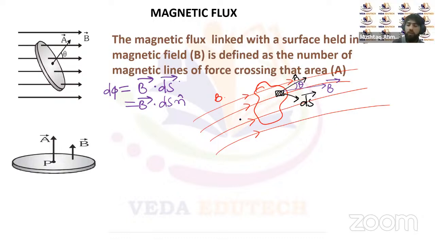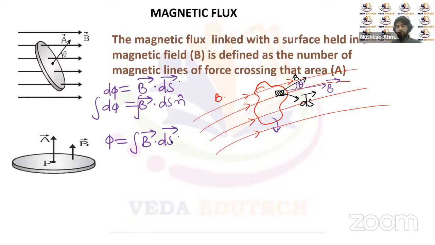through the whole area, then what we have to do is integrate both sides to calculate the flux through the whole area. So integral d phi will be phi, and it will be integral of b vector dot ds vector. So this is what we call the magnetic flux. This is the magnetic flux through any area.